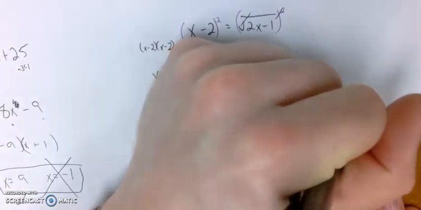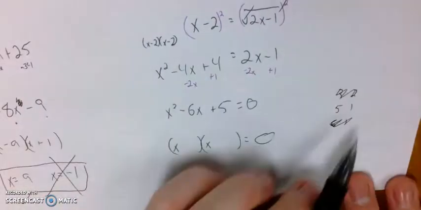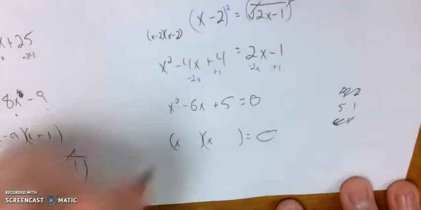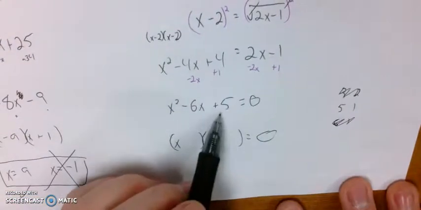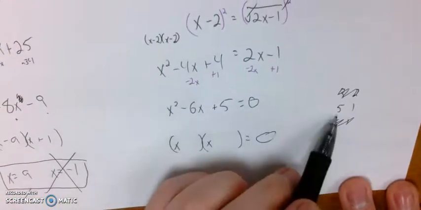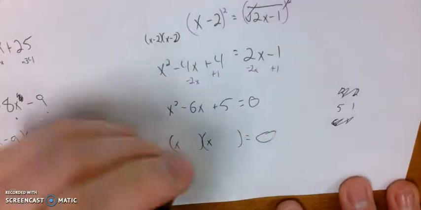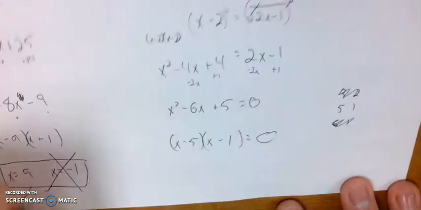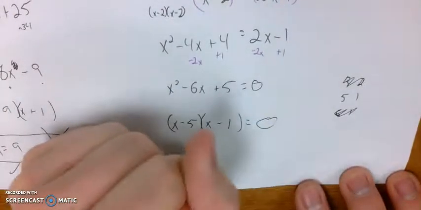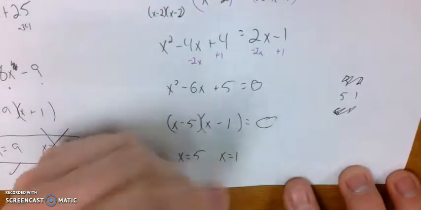So if I kind of take my time through this, I know it's got to be a 5 and a 1 if I'm multiplying to 5. Now it's a positive 5, so they're either both positive, 5 and 1, plus 5 plus 1, or both negative. The fact that they add up to a negative 6 means they both have to be negative. Therefore, x equals 5 and x equals 1.